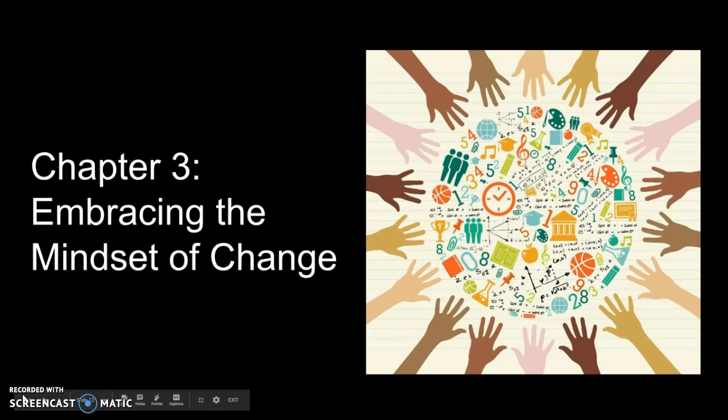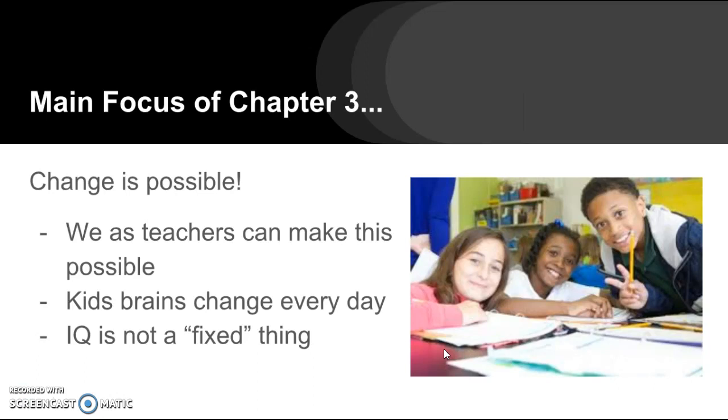Chapter 3. Embracing the Mindset of Change. The main focus of Chapter 3 is on how educators can change and have a positive influence on their students' performances, no matter their background, poor or not. According to the text, kids' brains change every day at school, for the good or for the bad. Changes are reflected by their peers and teachers. We also learned that IQ is not a fixed thing and can be influenced by the students' environments.